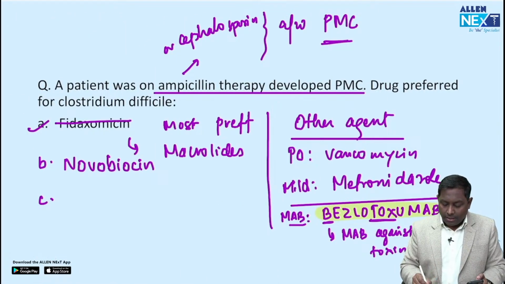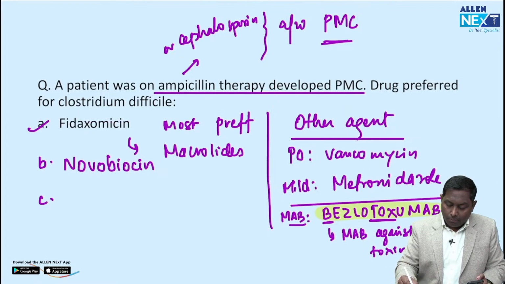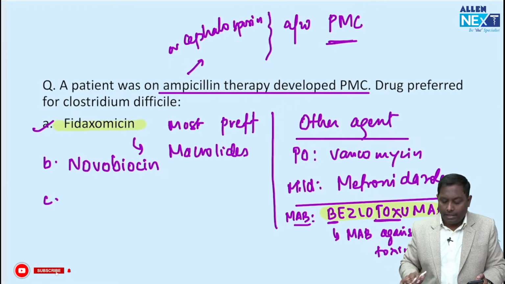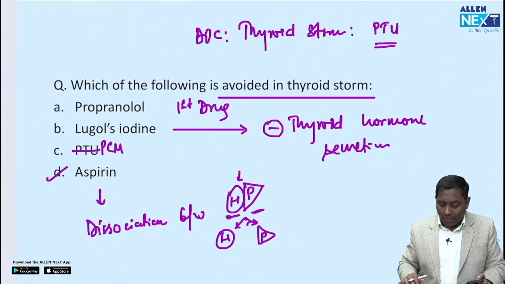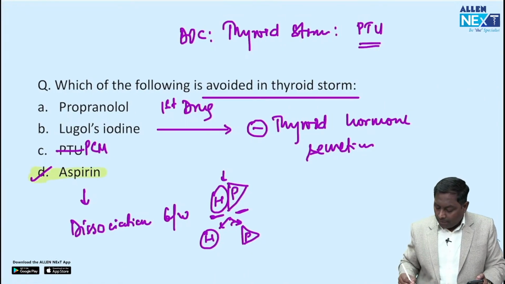Then fidaxomicin, it's one of the agents that is the most preferred drug for pseudomembranous colitis. Next question was about the drug avoided in thyroid storm. Aspirin we are not giving in thyroid storm. Aspirin is avoided in patients with thyroid storm.